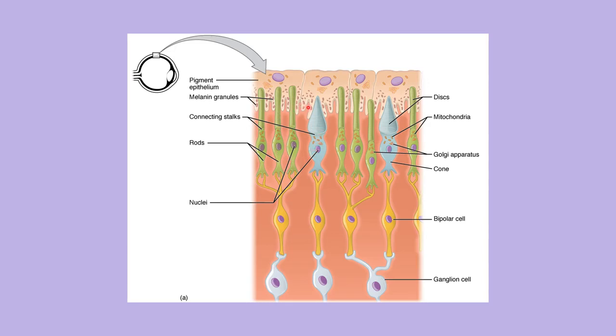Rods, remember, black and white. Cones, see color. So the light comes back through here. It stimulates these photoreceptors, the rods and cones, which then stimulate the bipolar cells, which then stimulate the ganglion cells. And where do all the axons of these go? They all converge here and leave as the optic nerve.